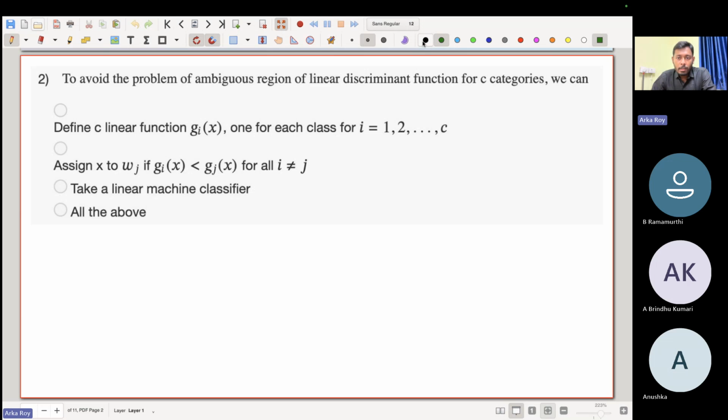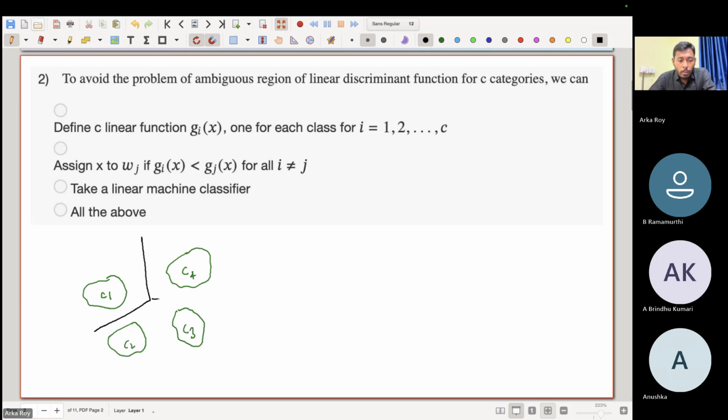So let's say you have C number of categories. If I just try to illustrate it, let's say this is category 1, C1, then you have category 2, this is category 3. Let's say we have 4 categories, C4. To do the classification and avoid the ambiguity, the classification boundary should be like this. So there should be 4 discriminant functions which can separate these classes.